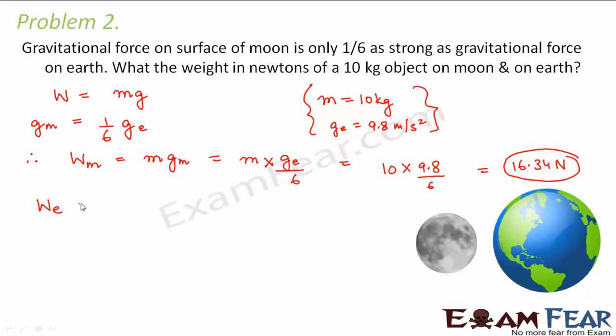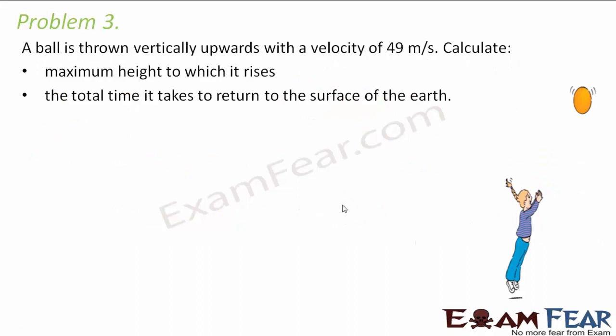So what would be the weight of the object on Earth? It will be mass into acceleration due to gravity on Earth. So that will be 10 into 9.8, that is equal to 98 newtons. So you can see here practically how the weight of an object varies from Earth to moon. Let us look at the third problem. It says that a ball is thrown vertically upwards with a velocity of 49 meters per second. Calculate the maximum height to which it rises and the total time it takes to return to the surface of the Earth.